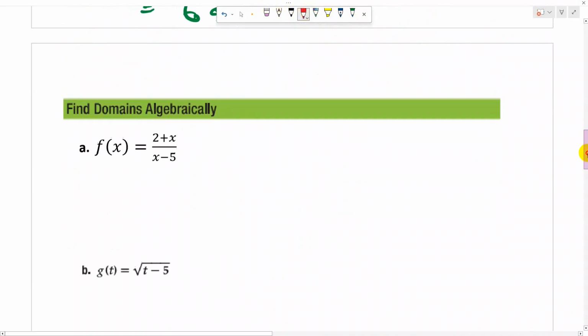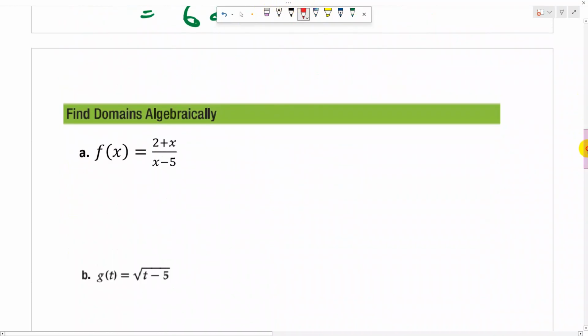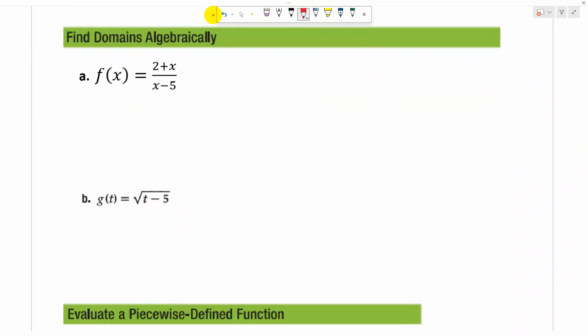Next. Okay, we need to find the domain algebraically. What's the meaning of domain? Domain are all the numbers that we can replace for x. Usually we can replace any number for x, but sometimes we get some problems, like if you have a fraction or a rational function like what we have right now, you cannot have a 0 in the denominator. And also if you have a square root or fourth root, sixth root, any even index root, you cannot have a negative number below it.